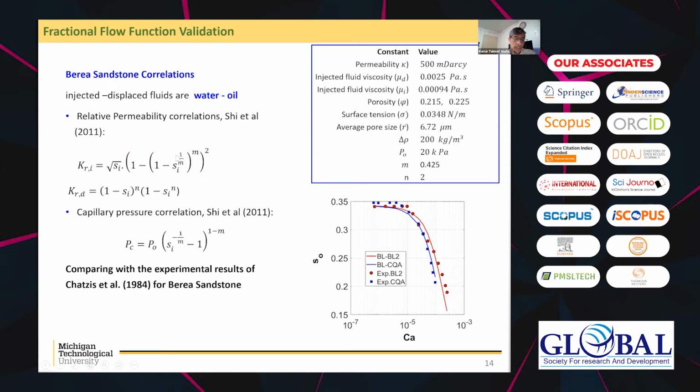So these correlations for relative permeabilities and capillary pressure that we found are for Berea sandstone. When we apply them based on the constants mentioned in these studies, we obtain the theoretical solution and compare it with the experimental. There is a good match between the two kinds of Berea sandstone, and this model can be used efficiently and very simply to estimate the trapped saturation.